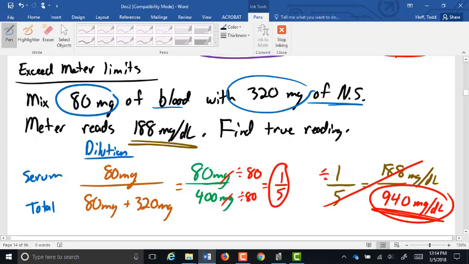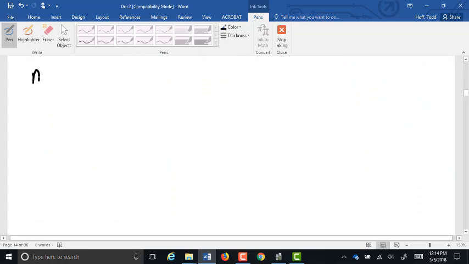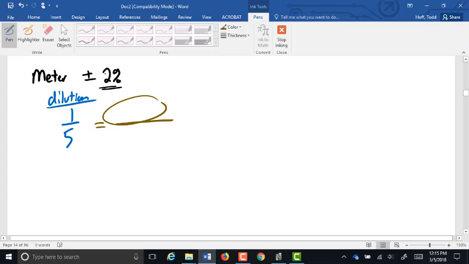Now, I will say this, a little bit of a side note, doesn't have much to do with the math, but it has everything to do with the actual practice. Let's say the meter is plus or minus 2%. If we do a diluted sample like this, a 1 in 5 dilution, well, the diluted sample has a plus or minus 2% error in it.